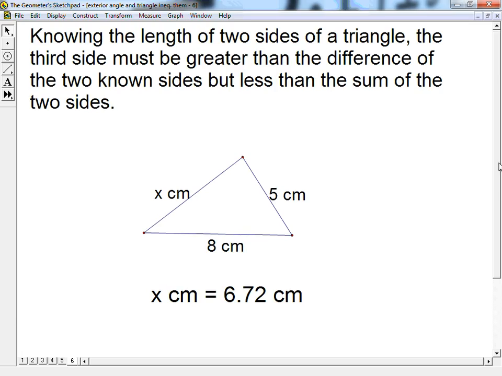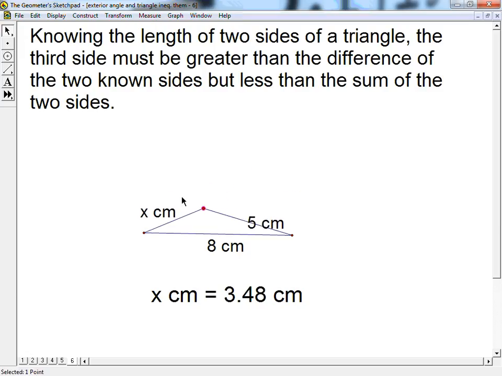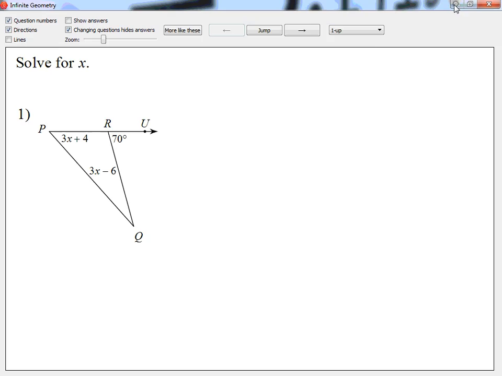Once again, can I take this off? So, Mr. Leonzo, you were saying how if you're trying to get 5 and 8, it could be 3 point something? It could be 3 point something. If I move this, look, 3.48 gives me a triangle. So that's what I said, strictly less than, greater than 3. Decimals are included. Alright, so let's take a look at our worksheet.